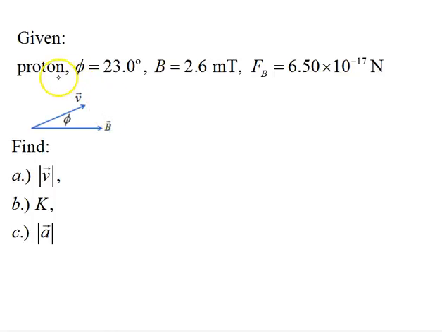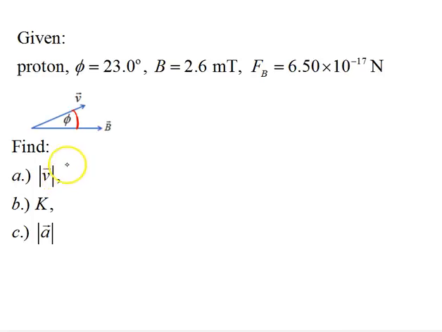So we're given the fact that we have a proton. We know the charge of a proton. We know phi, that phi is representative of this angle, right? That's that short angle between the velocity and the magnetic field. We don't know the exact direction, so we just have them represented relative to each other. We don't have any coordinate system set up. And we know our magnetic field, and we know the magnetic force.